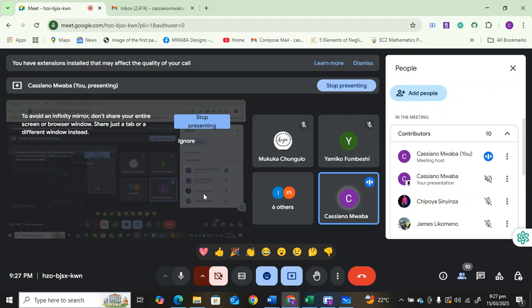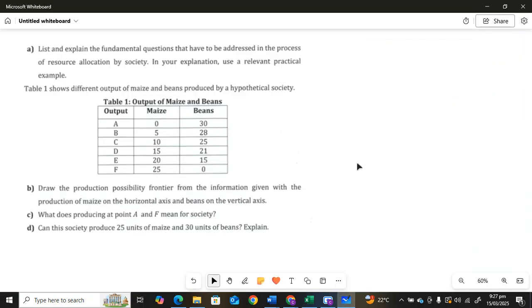And I said this curve, this PPF curve, shows four important microeconomics concepts. Does anybody remember those four concepts it illustrates?